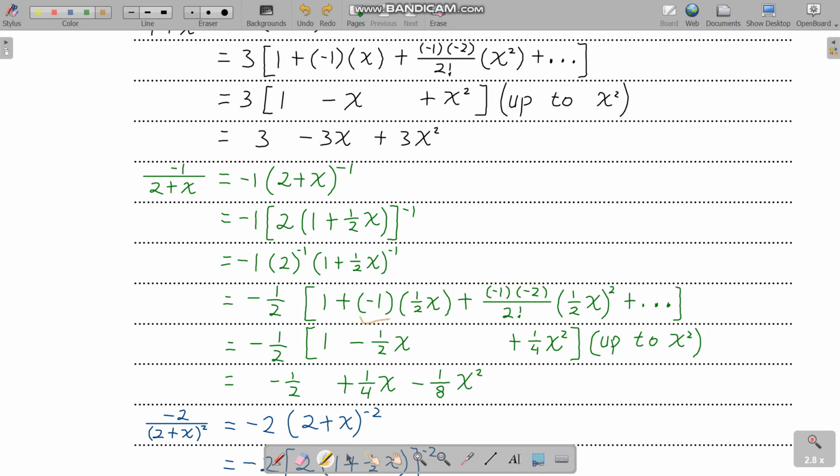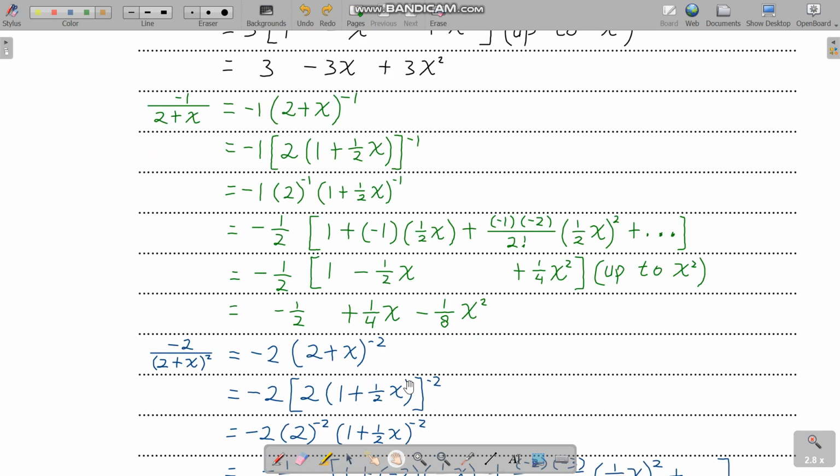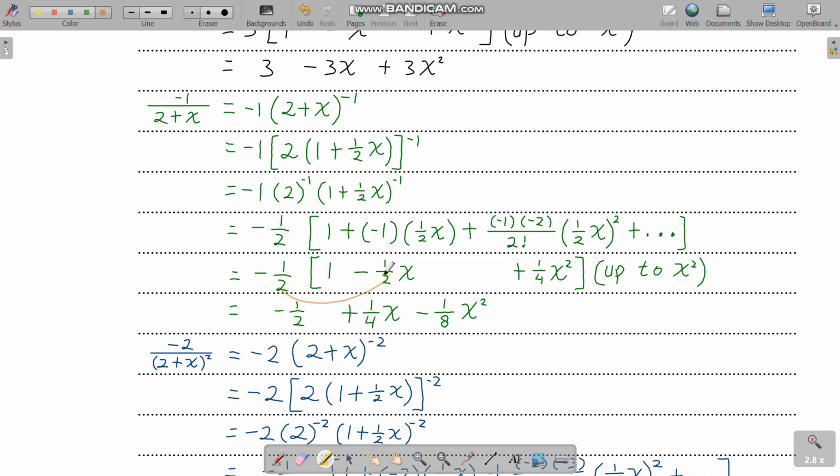Now we simplify, we have minus 1 half x. Simplify, we have 1/4 x squared. And we open up the square brackets: minus 1 half plus 1/4 x and minus 1/8 x squared.